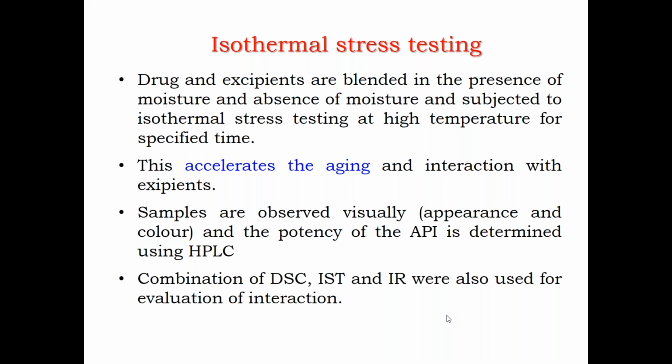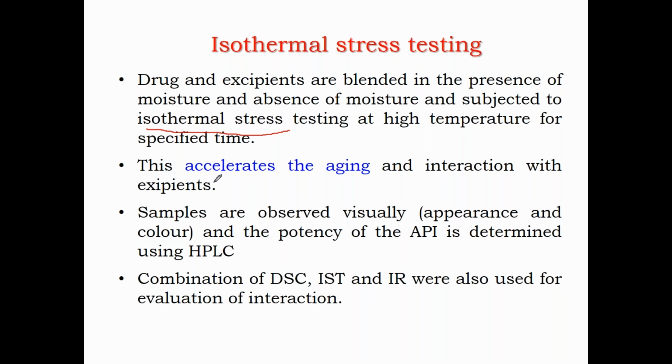These are all alternative techniques, but may not be a major one when I compare with respect to the DSC technique. In the case of thermal stress, look at the word stress: you are accelerating the process. Like how you do stability study testing by accelerated conditions, here we are accelerating the aging process, in the presence or absence of moisture. You are subjecting that sample to thermal stressing. That's why it is called the isothermal stress testing procedure.